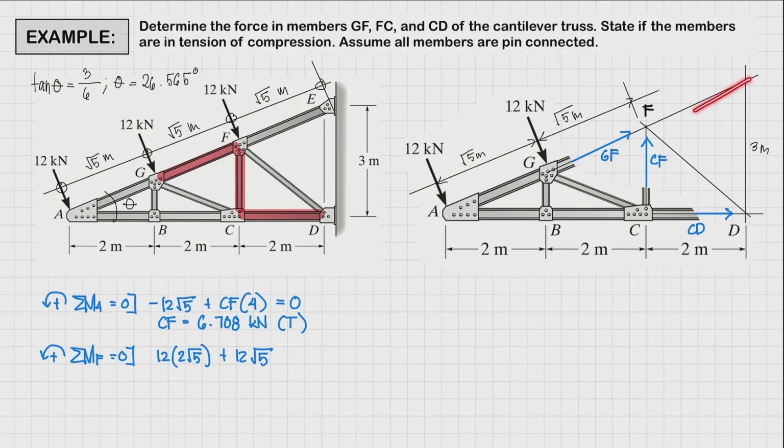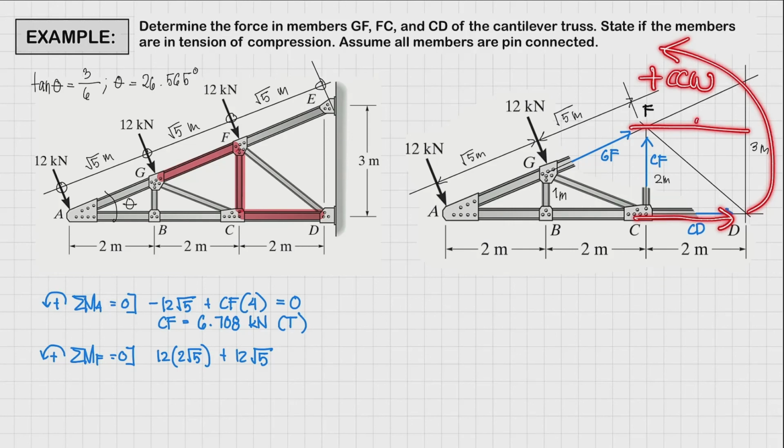Now, we have this big right triangle and this small right triangle. Now we know that they are similar triangles. The big triangle has a base of 6 meters and the smaller triangle has a base of 4 meters. By ratio and proportion, we can solve for the height of our triangle. And that is going to be 2 meters. And then this one is going to be 1 meter. Right? So again, if we rotate CD about point F, it's going to be positive counterclockwise. And the perpendicular distance is going to be 2 meters.